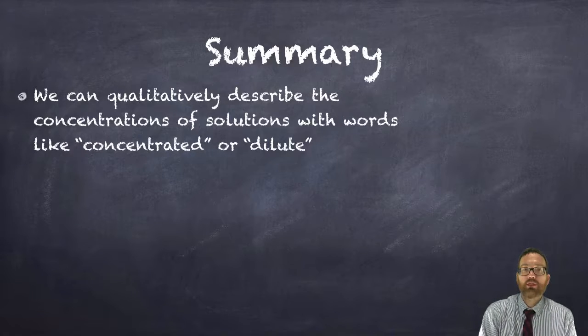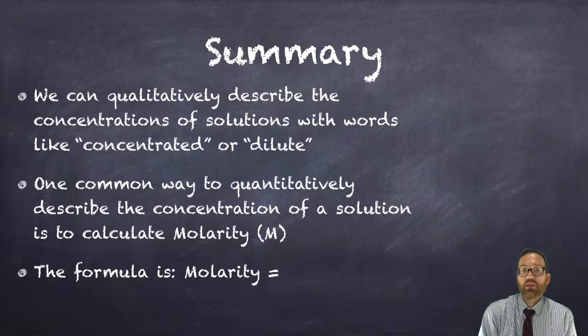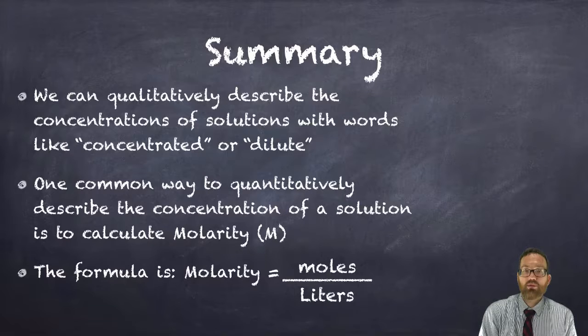So we can qualitatively describe the concentration of solutions with words like concentrated or dilute. One common way to quantitatively describe the concentration of a solution is to calculate molarity. Now, there's a bunch of other different types of concentrations. In Regents chemistry, we only deal with molarity and parts per million, which we'll be talking about in the next video. The formula for molarity is on Table T. You don't need to memorize it, you just need to know how to use it. It's the moles of solute divided by the liters of solution. Unfortunately, like you saw, they rarely ever will give you straight moles and liters. You're going to have to do some conversions to get to moles and liters before you do your math.